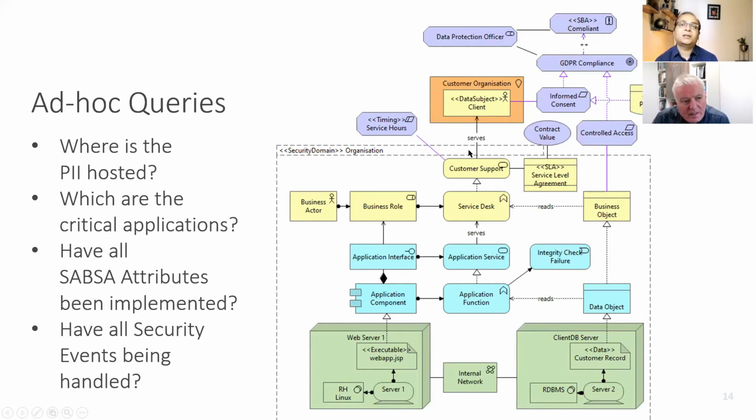Now, what I'm going to show you in the graph demonstration of this is how, when we populate these elements with properties from the overlay, we can do very simple scripts that can tell us where our personally identifiable information, our PII, our privacy sensitive information is being hosted, and which are our critical applications.